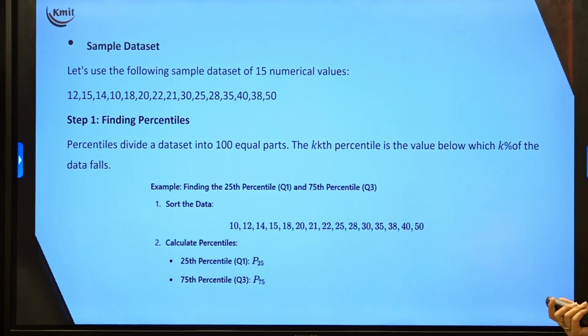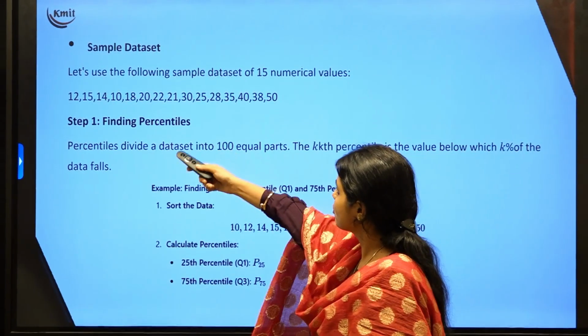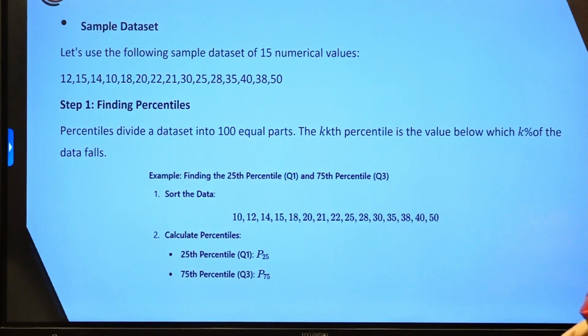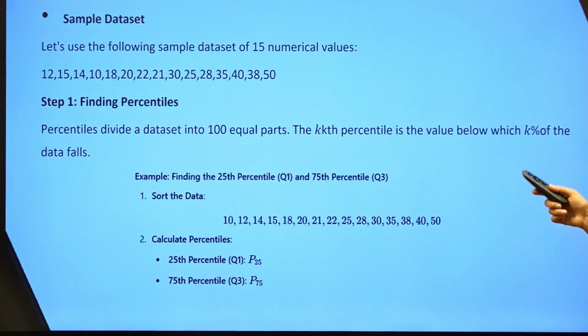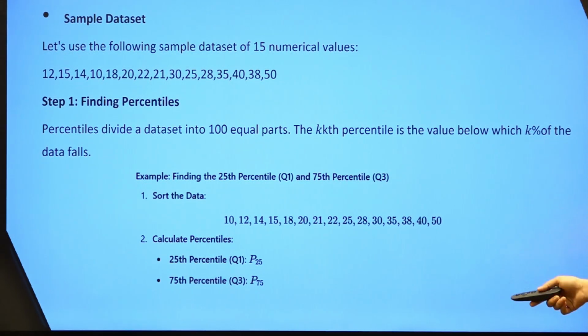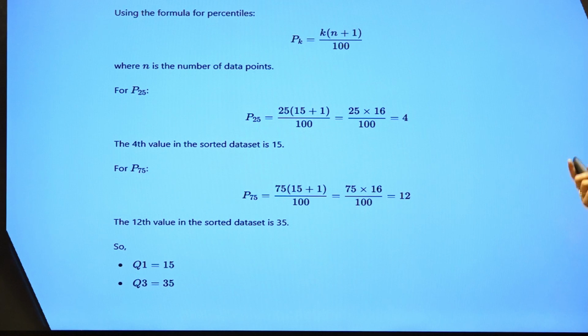I have taken a sample data set with 50 numerical values, starting from 12, 15, 14 up to 50. Let's see how we find the percentiles. If you want to find the 25th percentile or 75th percentile of this data set, first of all we have to sort the data and calculate the 25th percentile, that is Q1, P of 25, and then Q3, which is P of 75. This is the formula.